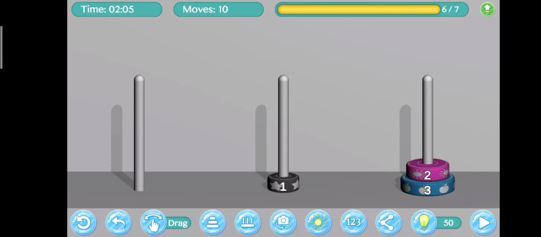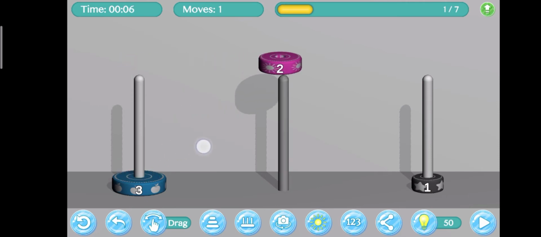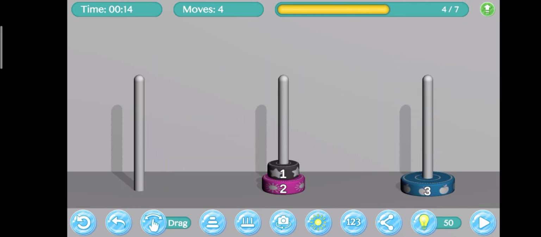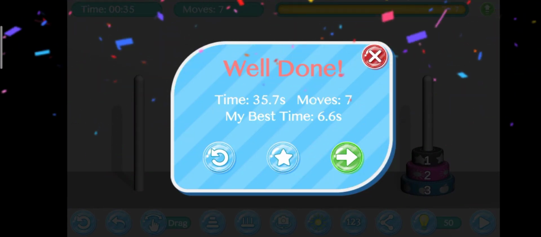So let's reset. So let's try to put this first disc on the third pole, the second disc on the middle, the first disc on the middle, the third disc on the third pole, the first disc on the first pole, the second disc on the third pole. When I drop this, the total number of our moves is 7, and that is our goal. Therefore, our second process is much better than the first one.